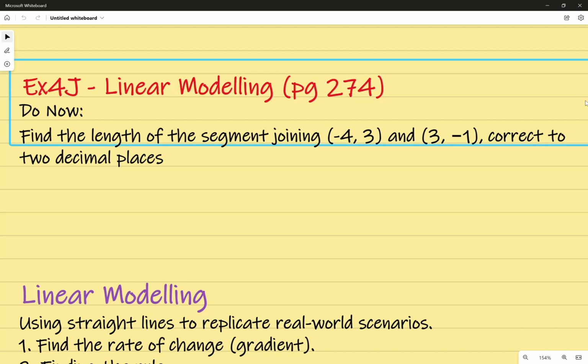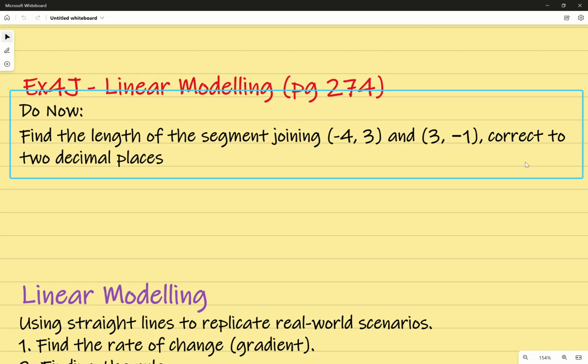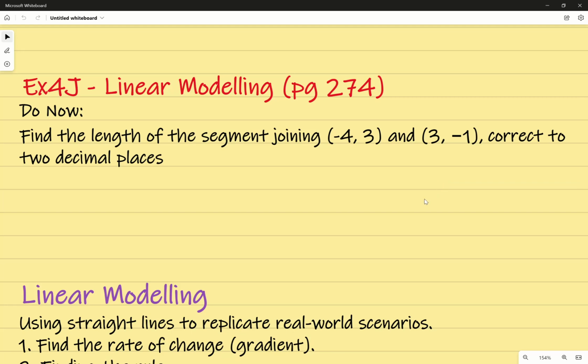Exercise 4J, linear modeling, page 274 of your textbook. Now, do not do questions based on content from exercise 4H, as I mentioned earlier. We're going to find the length of the segment joining (-4, 3) and (3, -1), correct to 2 decimal places. Again, 2 decimal places, I'm not expecting it to be calculable by hand, so just do it in the calculator.